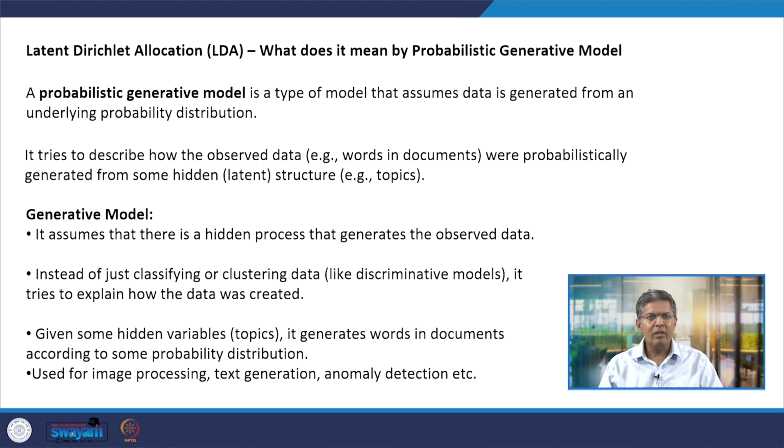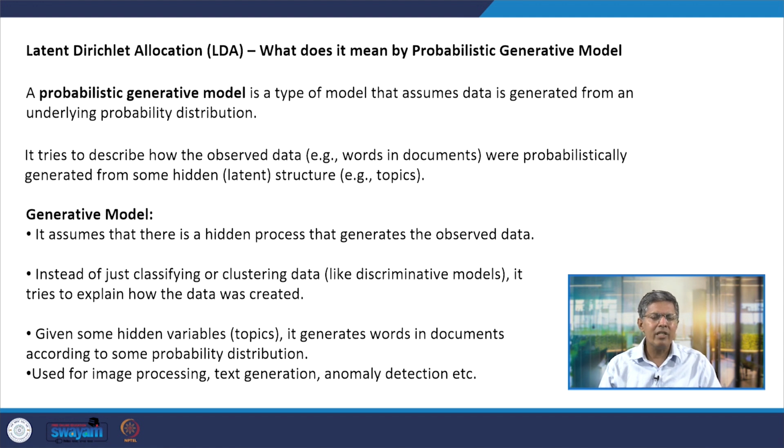More than just clustering data like a discriminative model, it says how the data was created, right. So, given some hidden variables, it generates words in documents according to some probability distribution, and largely it is used for image processing, text generation, anomaly detection. So, for example, when you are processing an image, it helps you to develop an image, or generate a text, or detect an anomaly.